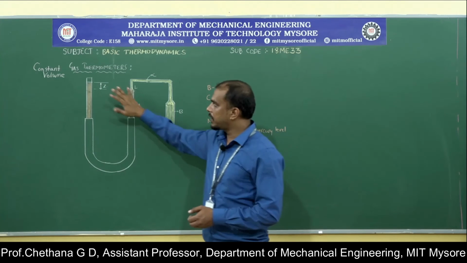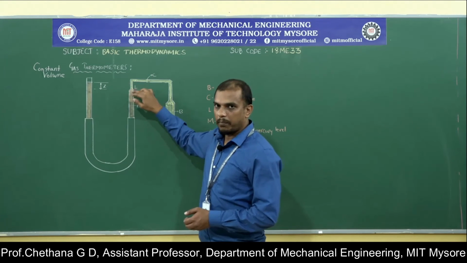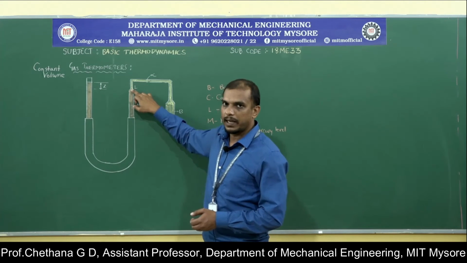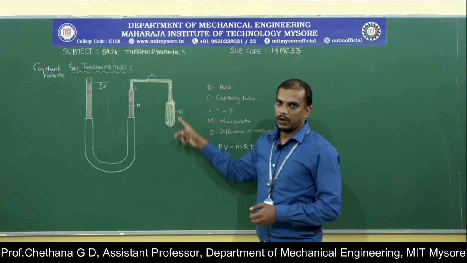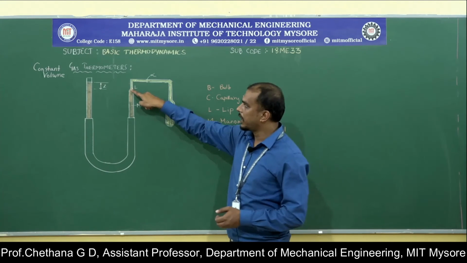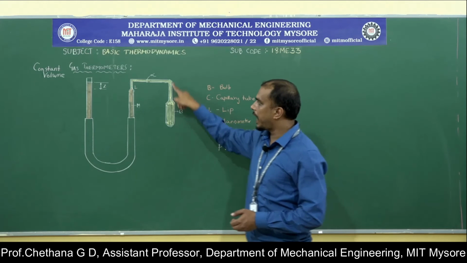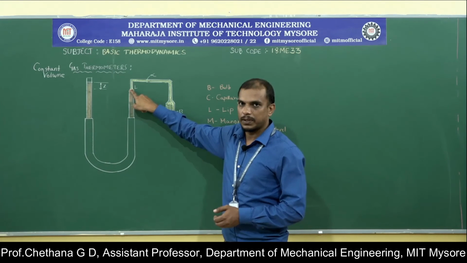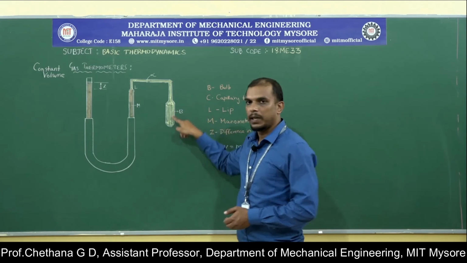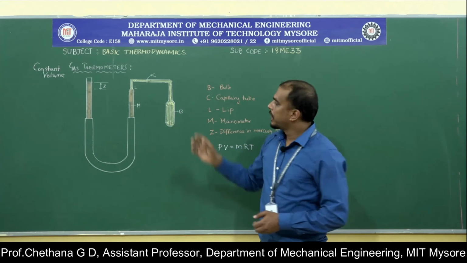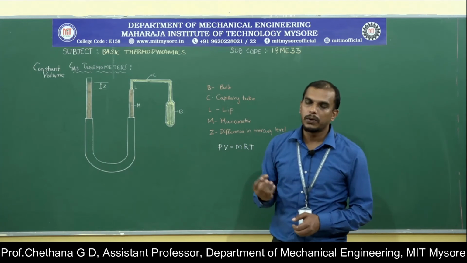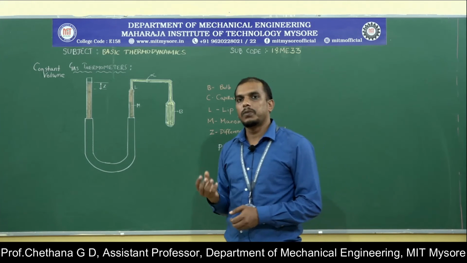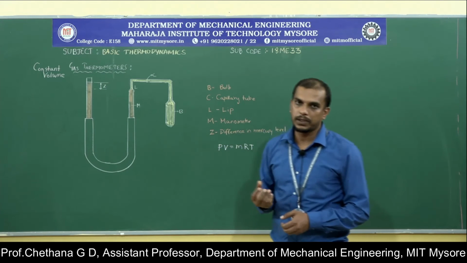We made it such that the mercury in the limb touches the lip L. Now what we will do, this is the volume, constant volume. So we are making the volume of the gas to be this much, which we can easily measure. Now this bulb B will be brought in contact with the system whose temperature has to be measured.